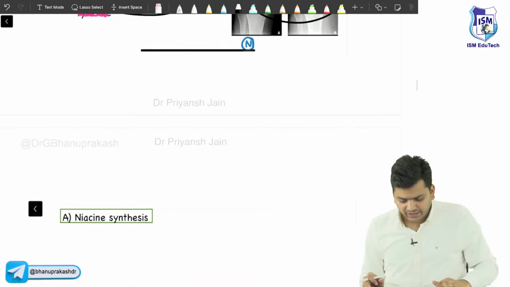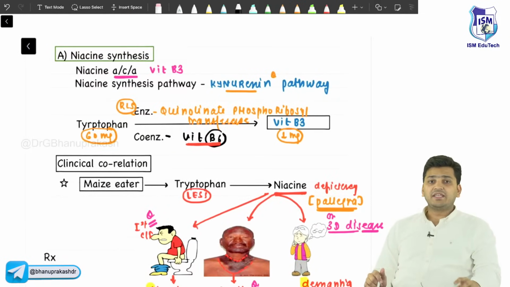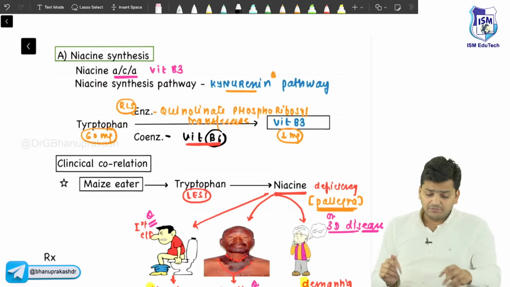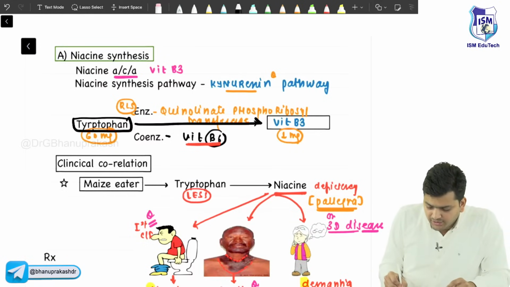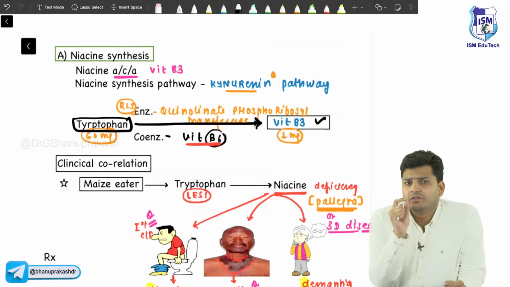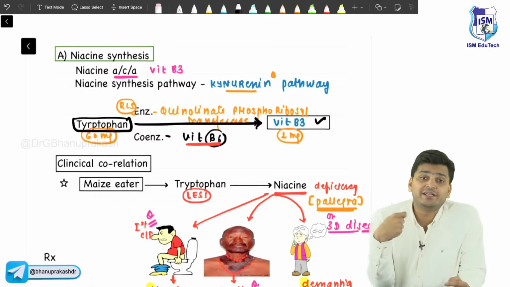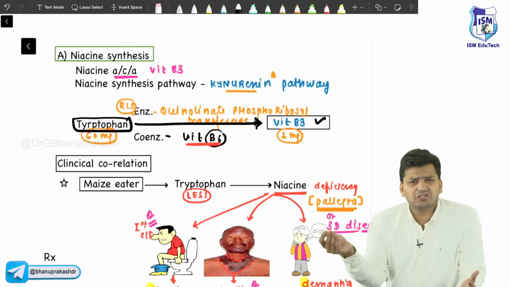Okay, now let's come to the next. Niacin synthesis. Niacin means vitamin B3. See, tryptophan is the amino acid from which we can make vitamin B3. It is itself a question. They ask like this: there is an amino acid which is vitaminogenic. And in the exam, we see this word for the first time, vitaminogenic.